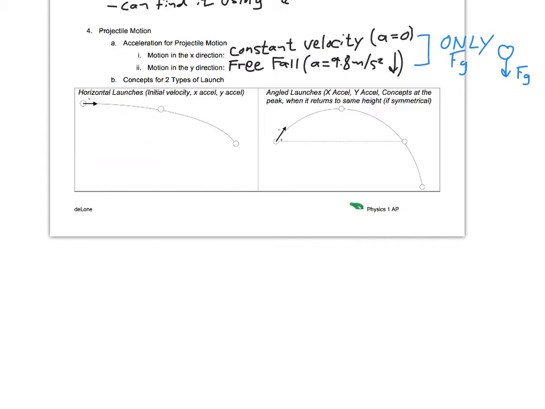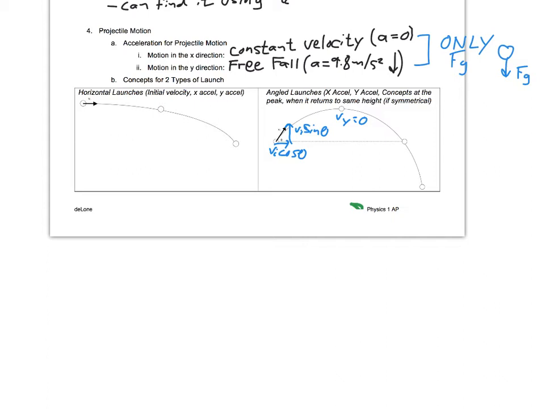The other kind of launch we want to think about is an angled launch. A few things about that. First of all, we know that our x and y accelerations are the same as before. If it's launched at an angle, we can break that initial velocity into x and y components. That x component is going to be vi cosine theta, assuming it's measured from the horizontal, which it usually is, and that y component is going to be vi sine theta. We also know that when we get to the peak, our y velocity is 0.